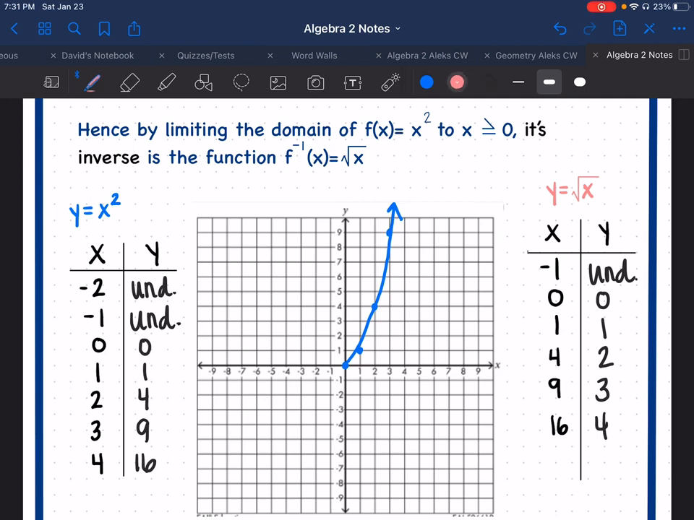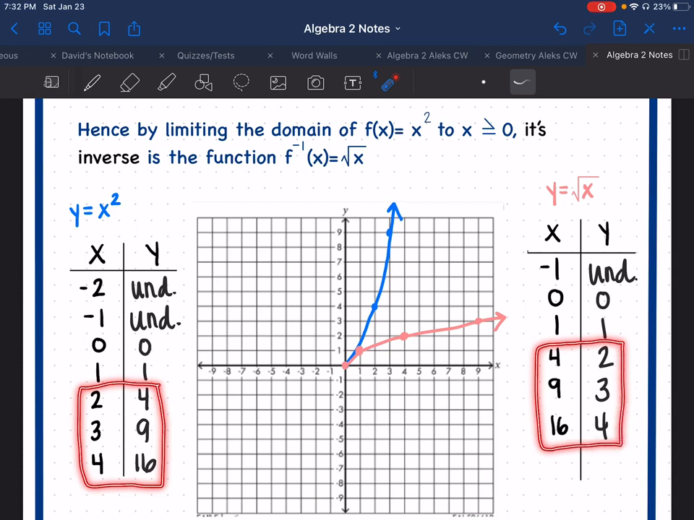Okay, I can go ahead and graph those numbers. 4, 2, 9, 3, and I cannot do 16, 4, but you get the idea. There's what they look like. So it's not necessarily how they look, it's what's happening in the table that makes them inverses of each other. Now, we have to take these ones out because they are undefined, so we're not even going to look at those. If you take a look at these points right here and these points right there.